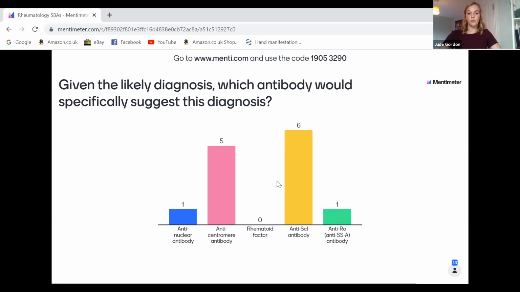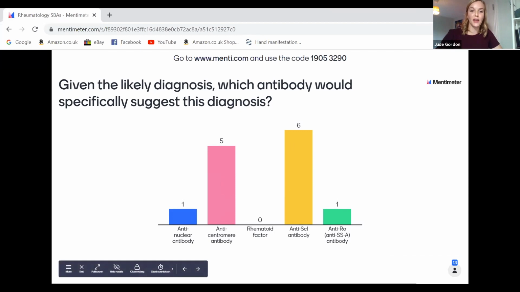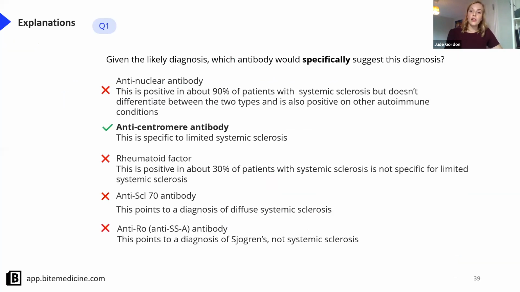So yeah, a bit of a split there, and an interesting split. The correct answer is anti-centromere antibody, but those of you who have put anti-Scl aren't far off, so I'll explain why in a second. The diagnosis suggested here is systemic sclerosis, sometimes also known as scleroderma. There are two main types of it, and we'll come on to the differences between those in a minute.